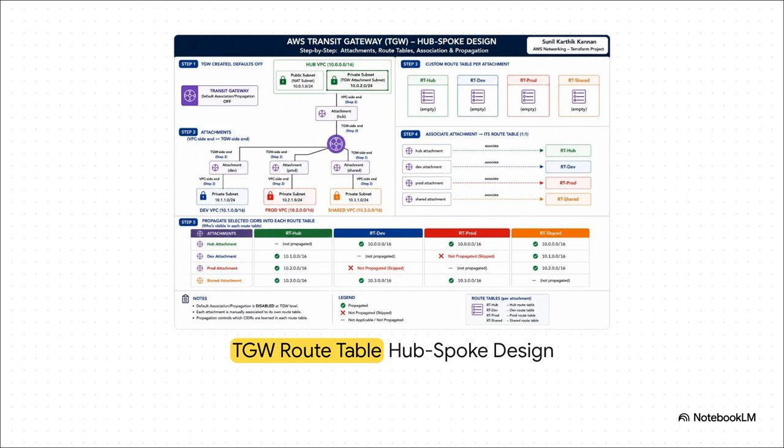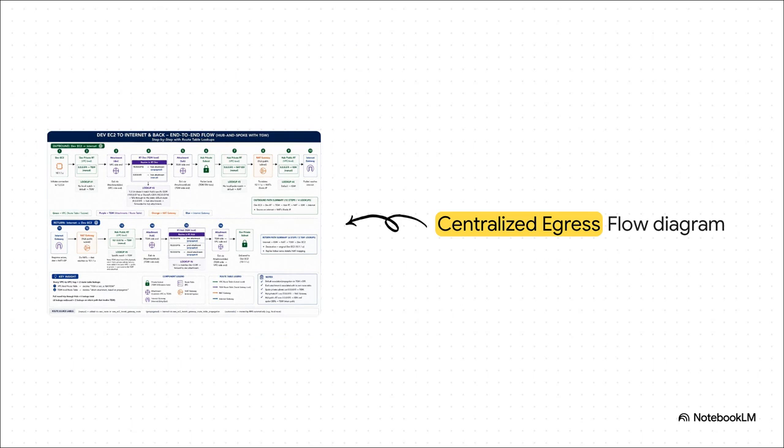Notice the red X's? The dev attachment is explicitly skipped in the prod route table, and the prod attachment is skipped in the dev route table. This is true network isolation implemented purely at the routing layer. Let's actually trace a packet's journey for centralized egress end-to-end here. Follow the numbers with me.